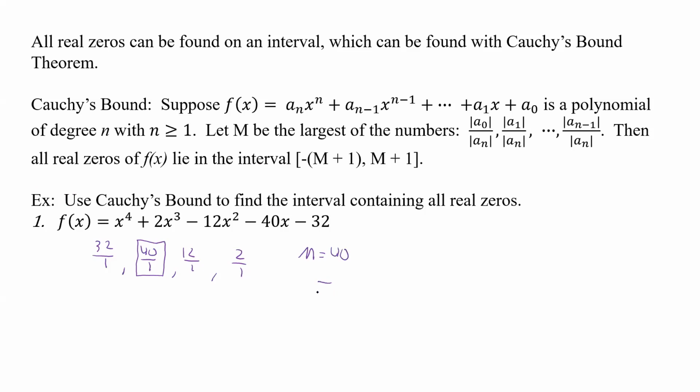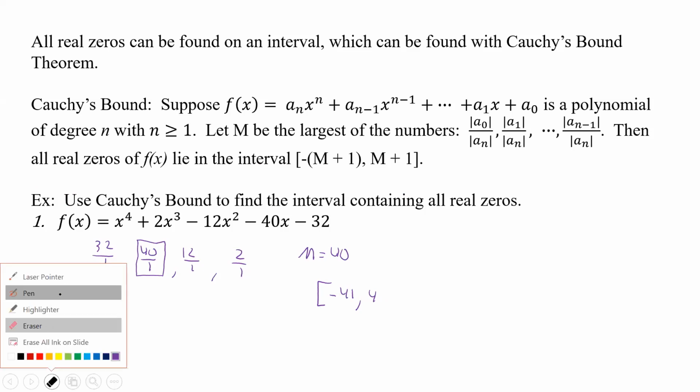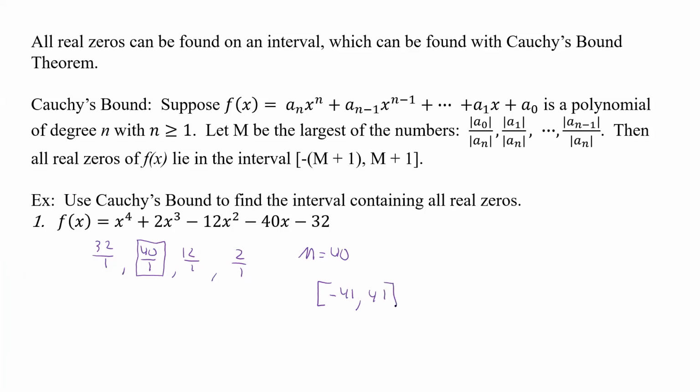So our interval is going to be between negative 41, which is 40 plus 1, to a maximum of, not 40, 41, to a maximum of 41. And so we know that all of our zeros should be within this region here, okay?